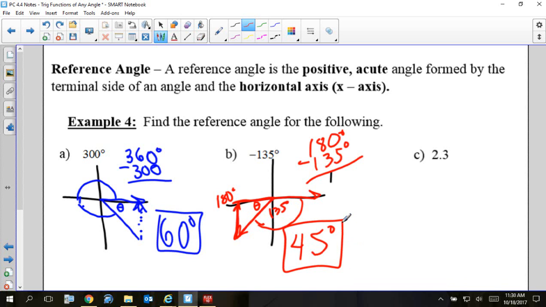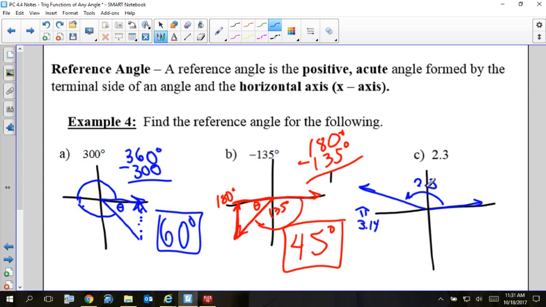Okay. Last one. 2.3, is that degrees? No, it's radians, so we have to think in radians now. If it's in radians, I will keep it in radians, and I'll do everything in radians. What is it all the way around the circle? 2 pi. What is that as a decimal? 6.28. What is it halfway around? Pi, or 3.14-ish. So this is 2.3. If I'm starting here and to this side is pi, or 3.14-ish, then I'm not going that far, am I?